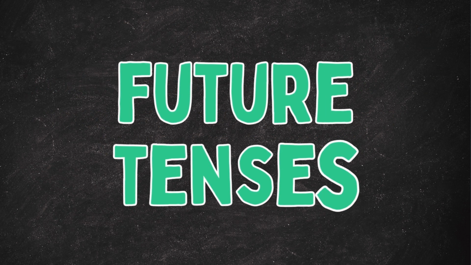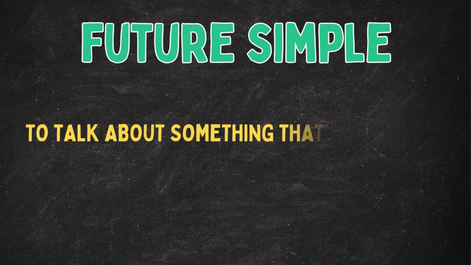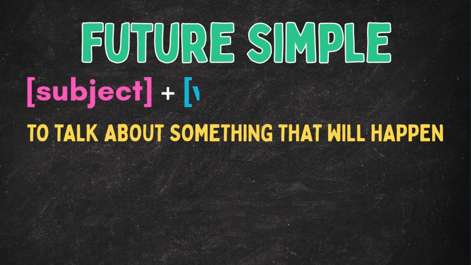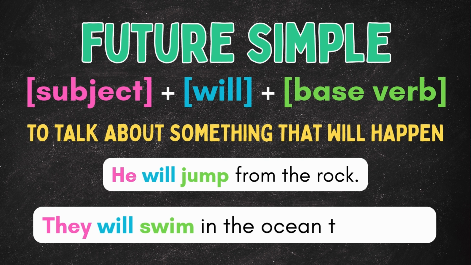Next, the future tenses. Future simple. The future simple is used to talk about something that will happen. The sentence structure consists of subject plus will plus base verb. For example, he will jump from the rock. They will swim in the ocean tomorrow.